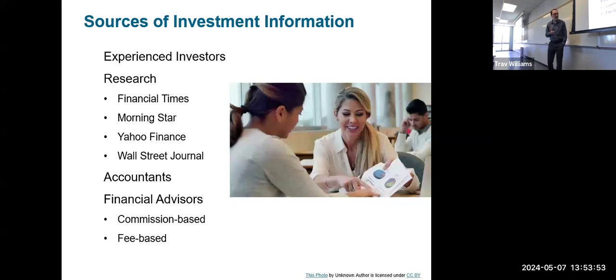So there are 2 types. There are commission-based financial advisors that you do not have to pay. They get paid a commission from the investment company or the insurance company. There are also fee-based advisors. They will typically charge you somewhere around 1% to manage your assets. So if you have, let's say, 100,000 in assets, 1% of that would be $1,000. So they would charge you $1,000 a year to manage your investments for you.